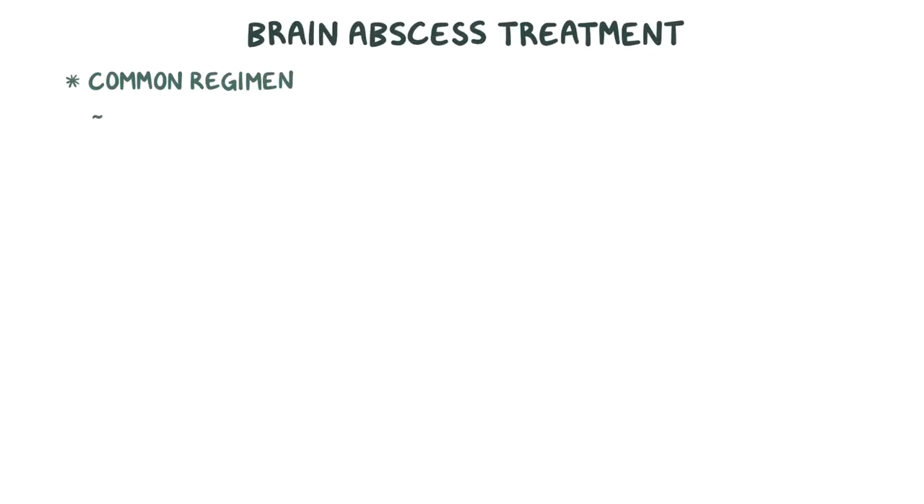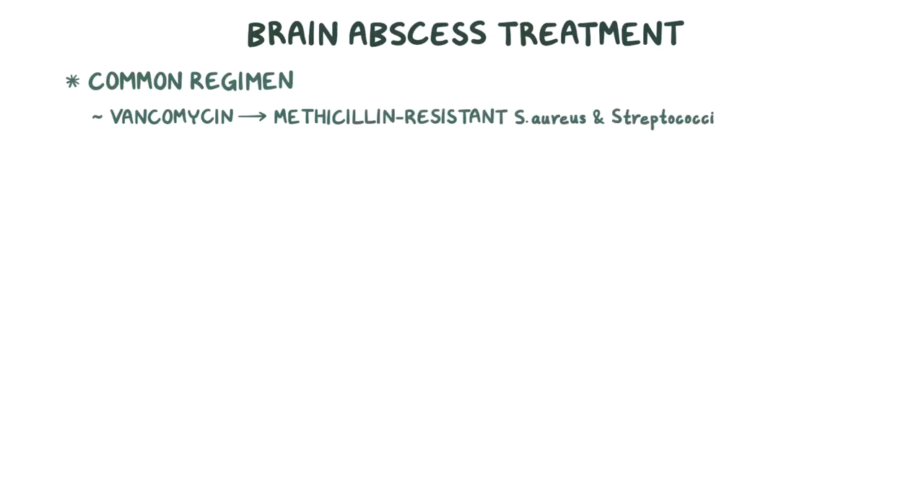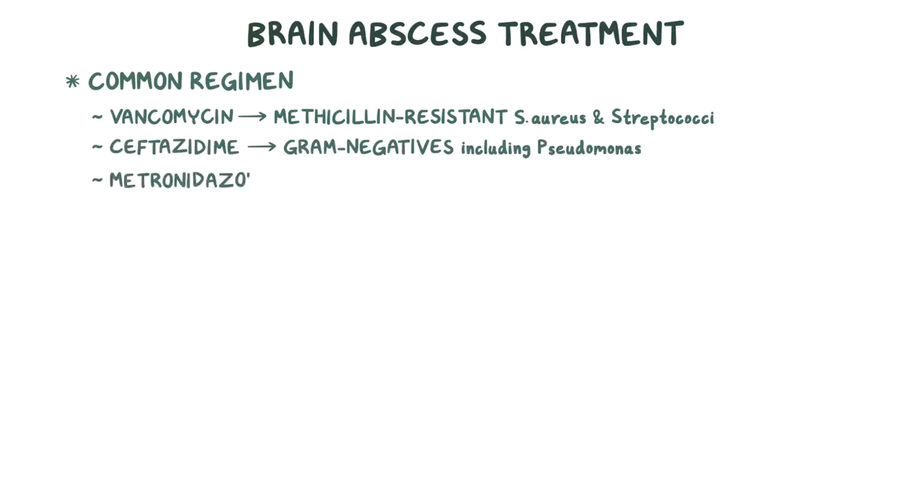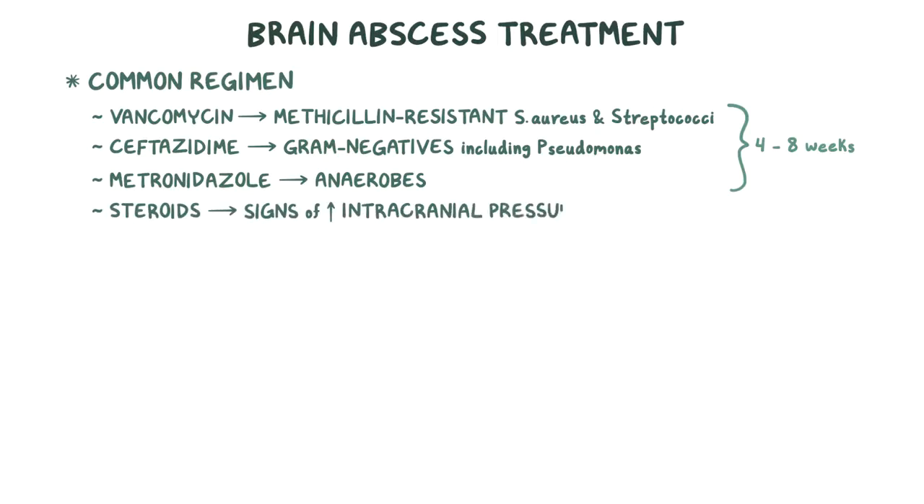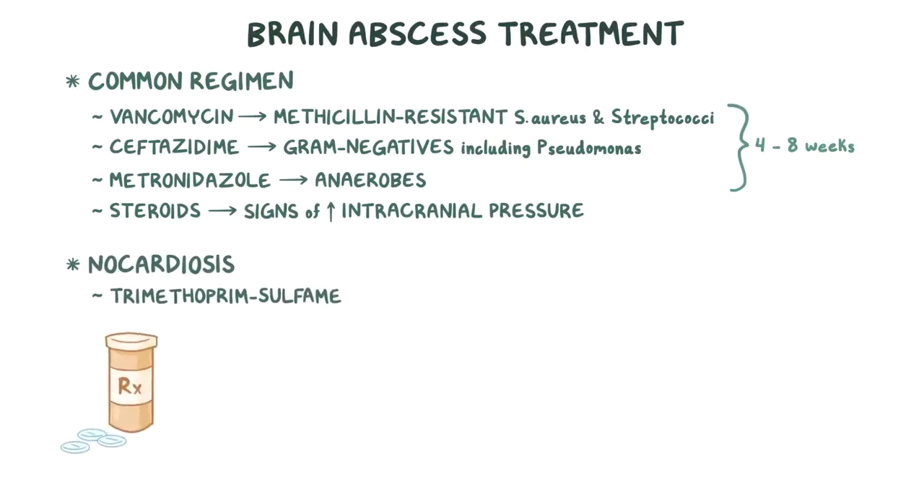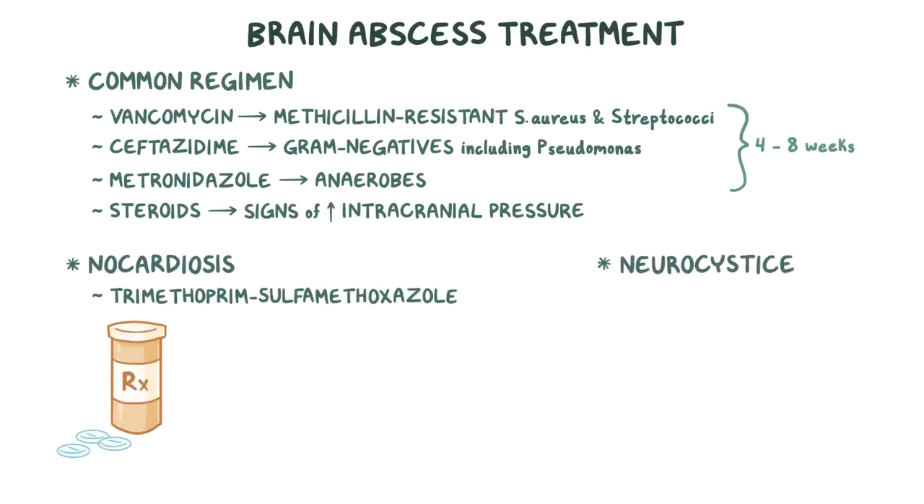A common regimen includes vancomycin to cover methicillin-resistant Staphylococcus aureus and streptococci, ceftazidime to cover the gram-negatives, including Pseudomonas, and metronidazole to cover the anaerobes. Because the infection is walled off, antibiotics are given for 4 to 8 weeks. Additionally, steroids may be added if there are signs of increased intracranial pressure. Nocardiosis is classically treated with trimethoprim sulfamethoxazole, and neurocysticercosis is often treated with albendazole.